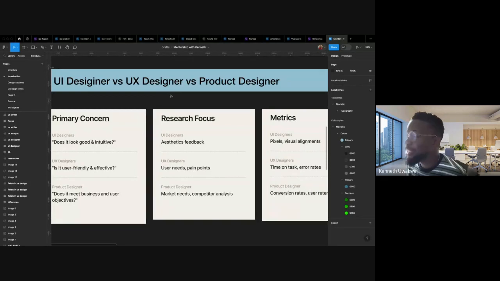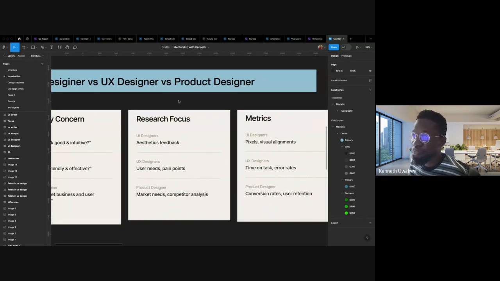All right, so the next one is focus area or research focus. The UI designer asks about aesthetic feedback. Aesthetic here being how nice it looks, how clean it is, how good that design is. Whilst the UX designer talks about user needs and user pain points. I've talked about pain points, I think this is the third time, so I'm going to briefly explain what a pain point is.